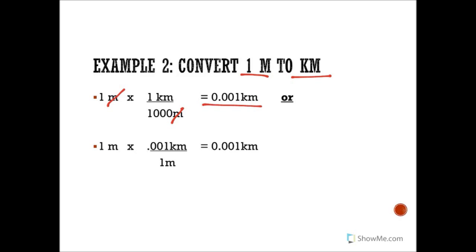Or some people find it a little bit easier to think of it as 1 meter times 0.001 kilometers over 1 meter. And again, those meters cancel off and we get 0.001 kilometers.